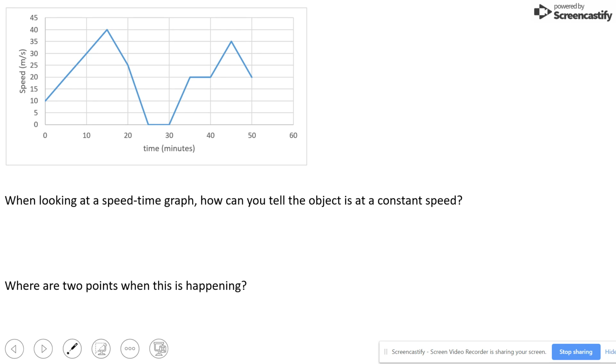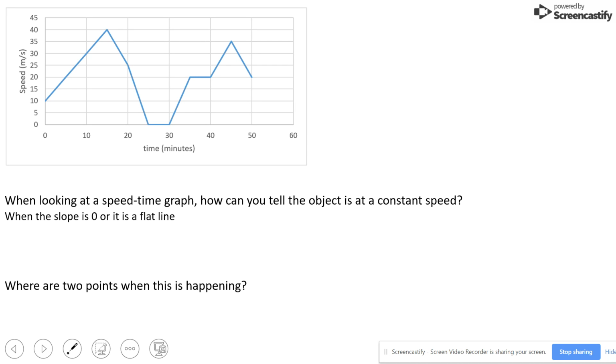Next part is when we're looking at a speed time graph. How can you tell if an object is at a constant speed? So if you're going a constant speed, you have the same speed over time. So like you're going 35 meters per second for an hour. That would be a constant speed. So what we're looking for is when the slope of the line is 0 or it's a completely flat line.